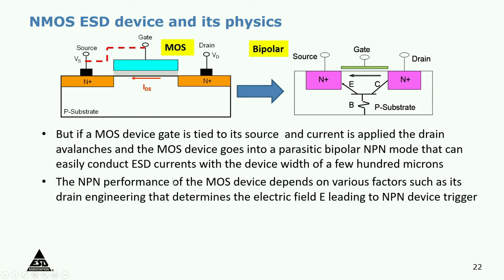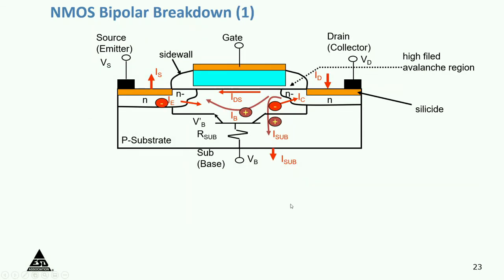The NPN performance of the MOS device depends on various factors such as drain engineering that determines the electric field, and there is a lot of complicated physics involved. But the idea is, if you understand how this device works, you can use it as a protection device for ESD. So let me explain a little bit of the physics, how that turns on into a MOSFET device.